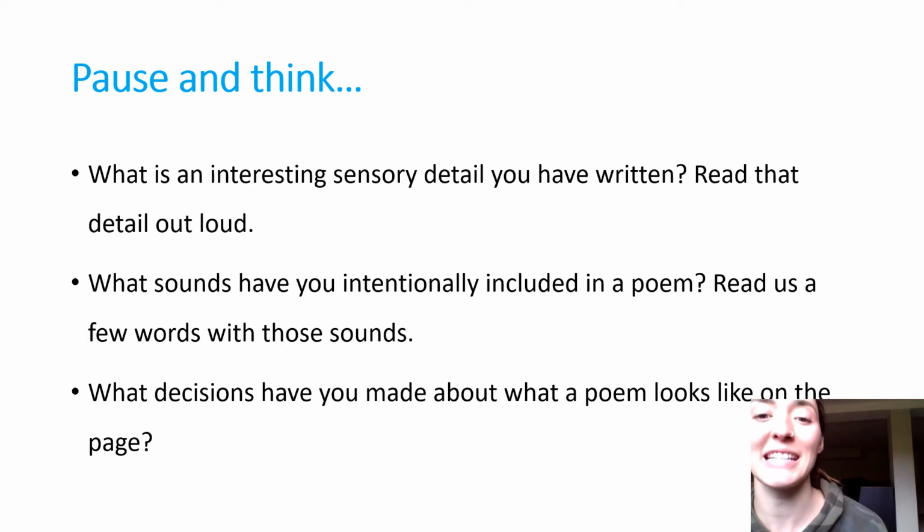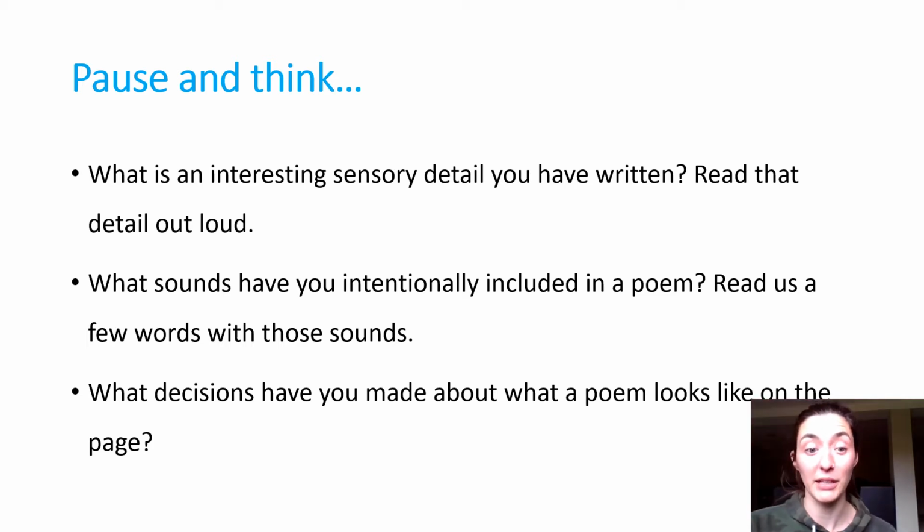What is an interesting sensory detail that you have written so far? So you can read that out loud if you're working with someone or if you just feel comfortable reading it out loud. Or you can get a colored pencil or a marker and you can circle or underline or put a bubble around it, anything that you want. An interesting sensory detail that you've written. You could also go find an interesting sensory detail in each of your poems if that's something that you're really excited about. Go ahead and pause while you do that.